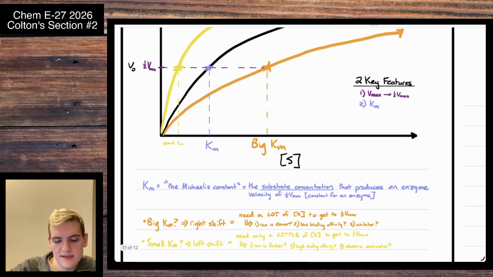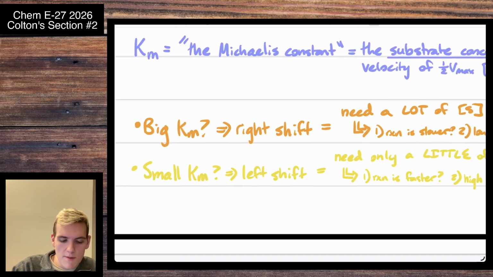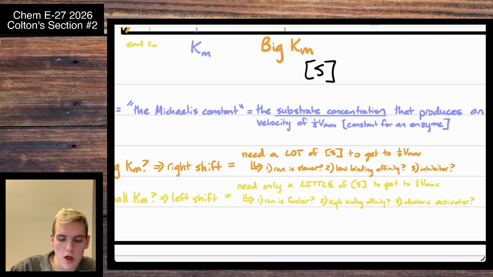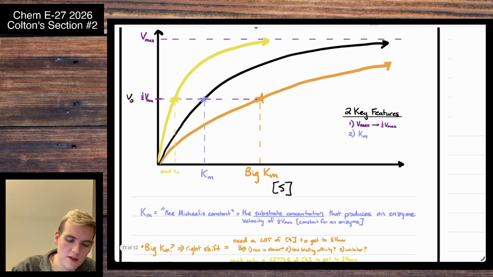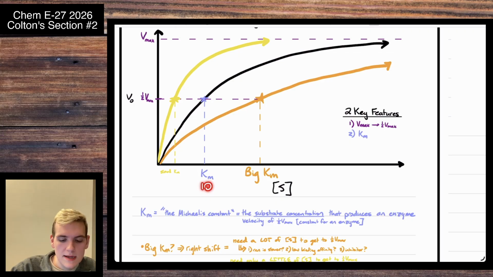So, one thing to be thinking about is, what does it mean when we have a big Km? Or what does it mean when we have a small Km? A big Km means that we need a lot of substrate to get to half of Vmax. Functionally, we're shifting the curve a little bit to the right, or making it a little bit more broad. Instead of needing, let's call this 10 molar, we might need 20 molar, a much bigger solute concentration in order to get to half of our speed.